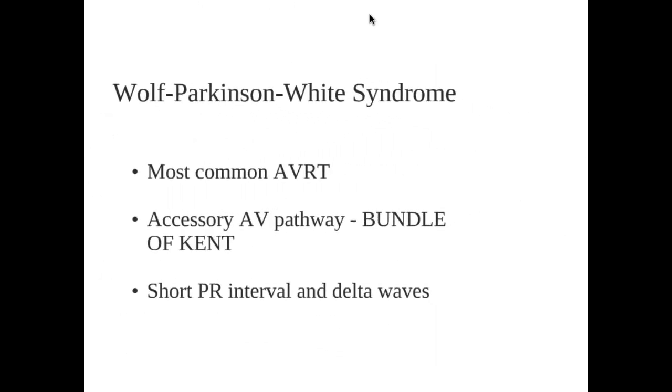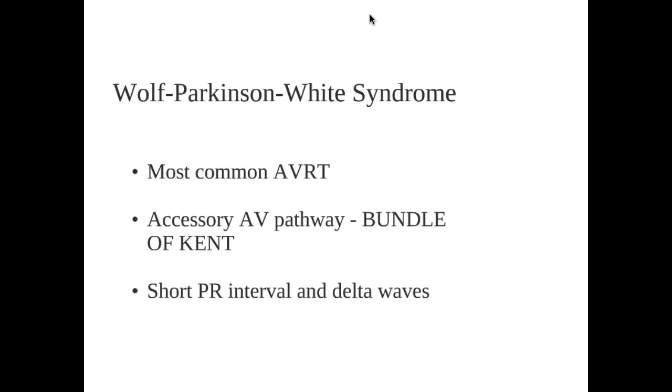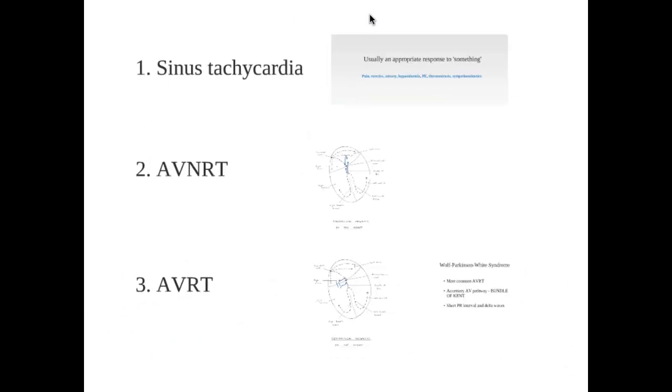The most common thing that you'll come across in that group where there's that accessory bundle is this condition called Wolff-Parkinson-White, WPW. It's the most common AV reentrant tachycardia. And the reason is this accessory pathway. Just like I showed you on this diagram here, there's an accessory pathway with this thing called the bundle of Kent. And the two features you need to know about on an ECG are a very short PR interval and something called a delta wave, which is basically where the QRS complex, instead of going down up, like that, it just goes like that, like a Greek delta. I haven't got an ECG of it, unfortunately.